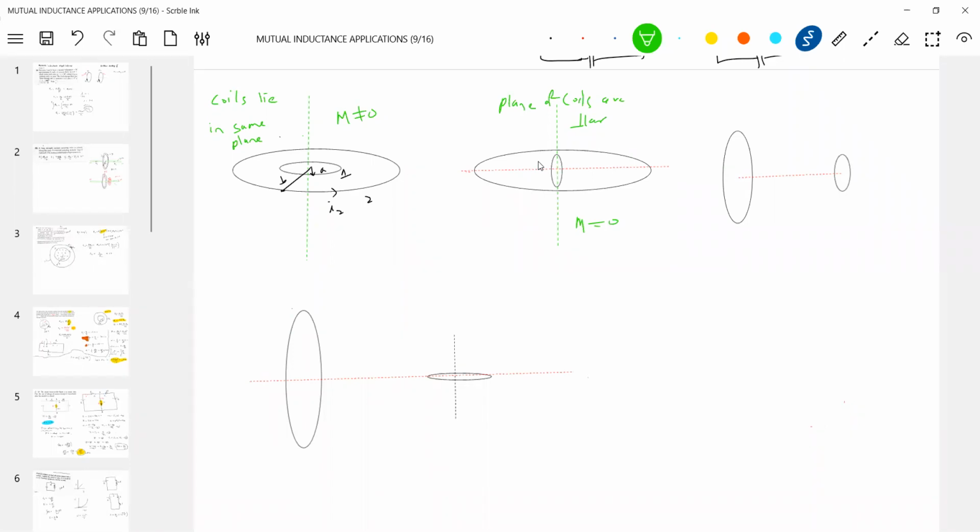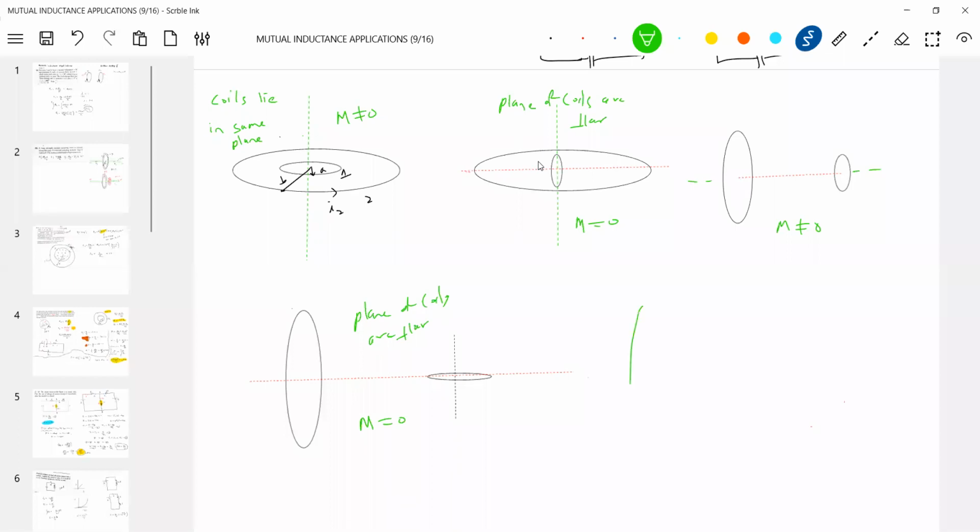Now look at this. Coaxial coils. So mutual inductance must be non-zero. Already we have discussed this. In this case, the planes of the coils are not perpendicular. Mutual inductance will be non-zero.